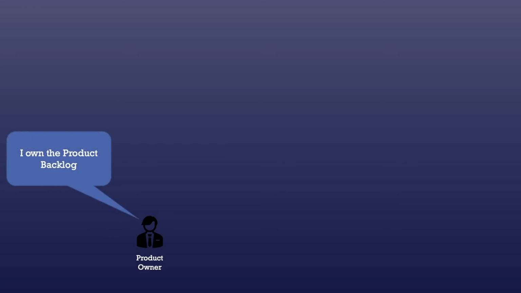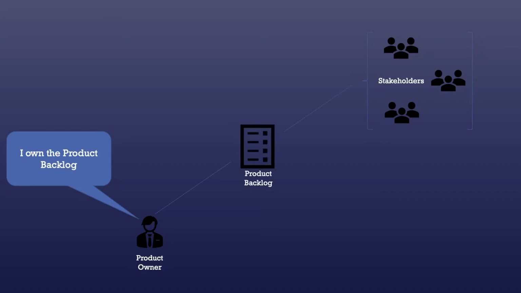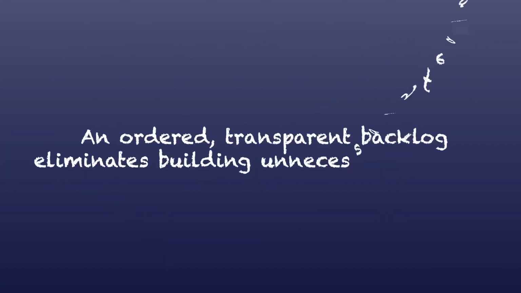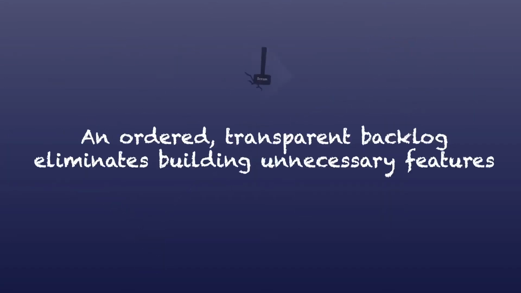The product owner is responsible for creating, clearly communicating, and ordering items in the product backlog, which represents the needs of the stakeholders. The product backlog is transparent, always visible to the stakeholders, who provide input into ordering of the items. This is how Scrum eliminates the waste of building unnecessary features.